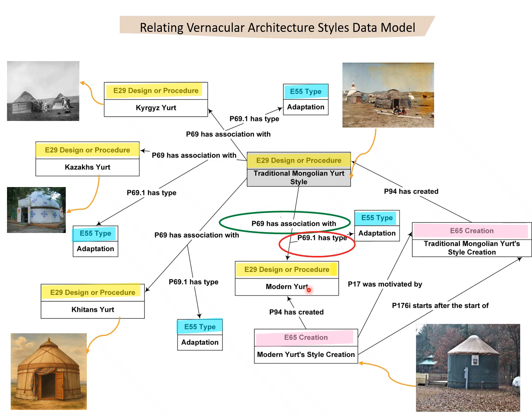The Mongolian yurt serves as the prototype for a family of nomadic dwellings across Central Asia. The yurts of Kyrgyz, Kazakhs, and Khitans, also modeled as instances of E29 Design or Procedure, are associated with this prototype via the property P69 has association with and are classified using the class E55 Type as adaptations. Moreover, the creation of the modern Mongolian yurts was motivated by and followed the creation of the traditional Mongolian yurt style.